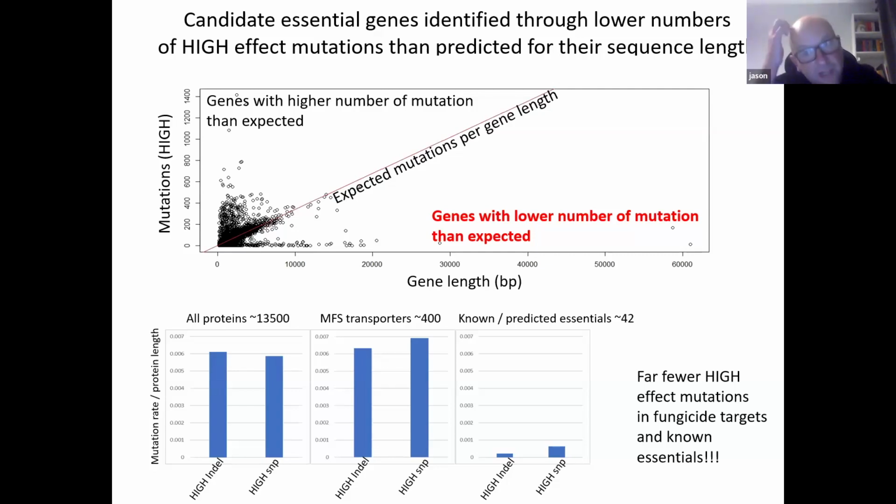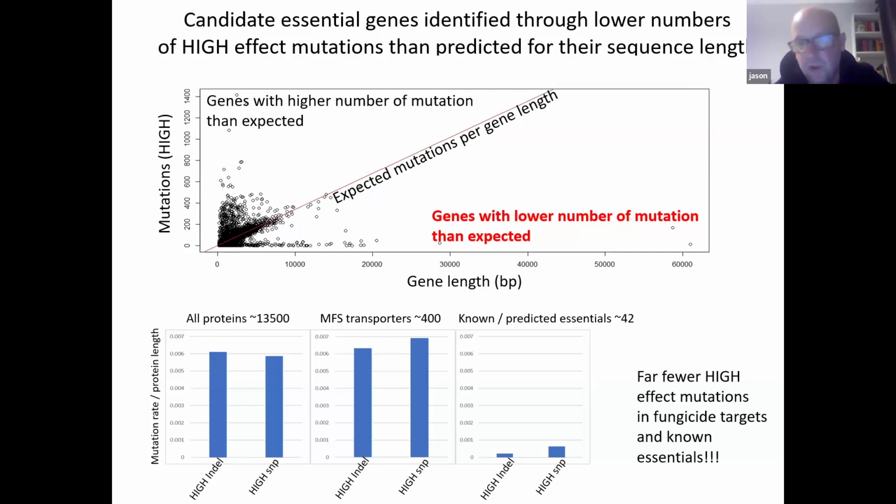And then we started to break this down into different categories of genes. You can see on average, for all proteins in the IPO323 genome, the number of high effect indel mutations and high effect SNP mutations. Then we looked at the major facilitator transporters, which are known to be very redundant in function in Zymoseptoria. There's 400 of them, and those had a very high rate of indel and SNP mutations induced by the UV.